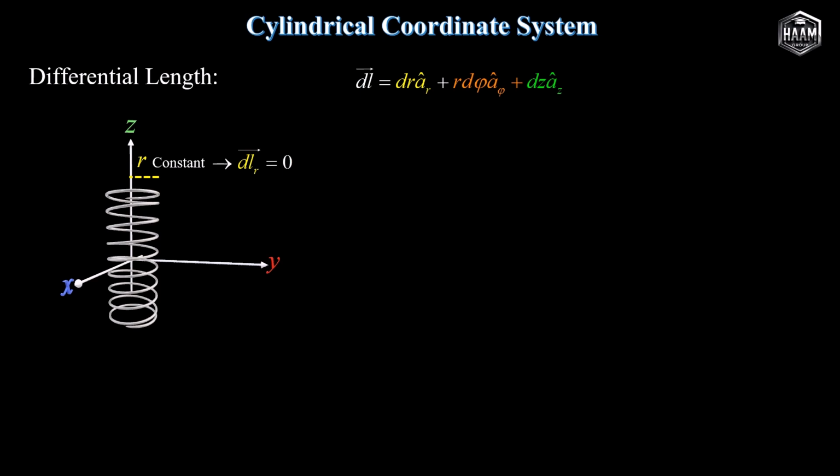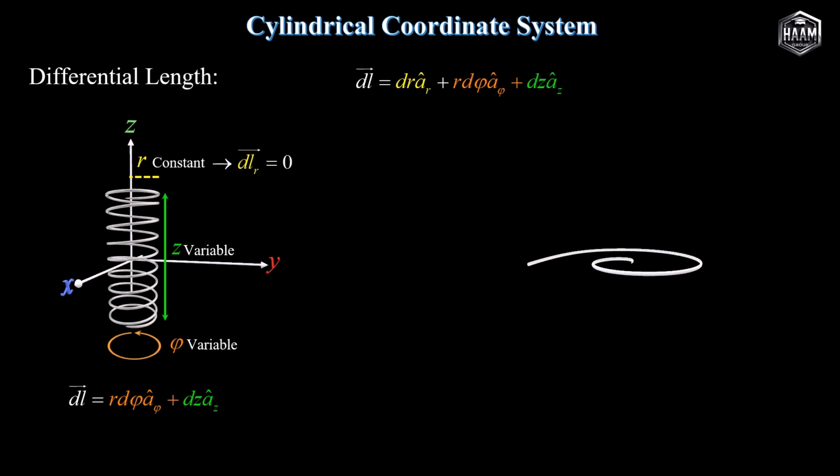So dl sub r is 0 here. No change in r is observed at these points. However, phi varies from point to point, ranging from 0 to 360 degrees. The points have different values of phi. For this spring, the height of the points also varies. So dl for this spring equals dl sub phi plus dl sub z, that is r d phi a hat sub phi plus dz a hat sub z.